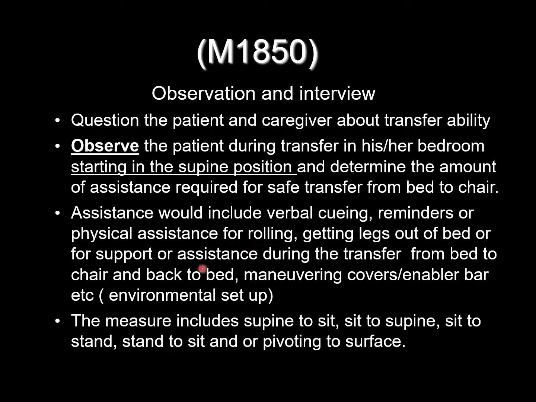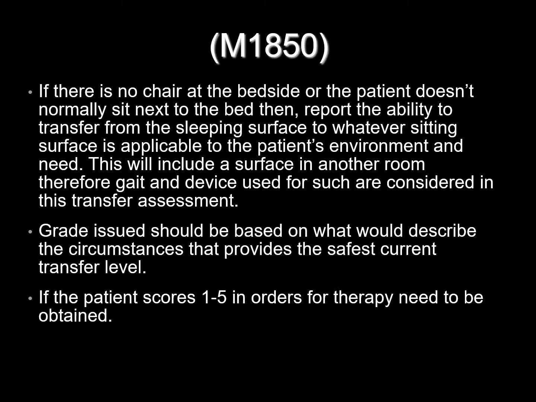Assistance is verbal, physical, or environmental setup, so even maneuvering covers for the patient is considered assistance. And the measure is going to include supine to sit, sit to supine, sit to stand, stand to sit, and or pivoting to the surface they're sitting on. So what if the patient doesn't normally sit next to the bed, or their sitting surface is in another location? Well, you have to assess the patient from their common location. So in that case, you're not going to just consider the bed supine to sit, you're going to consider the sit to stand from the chair that may be in the living room.